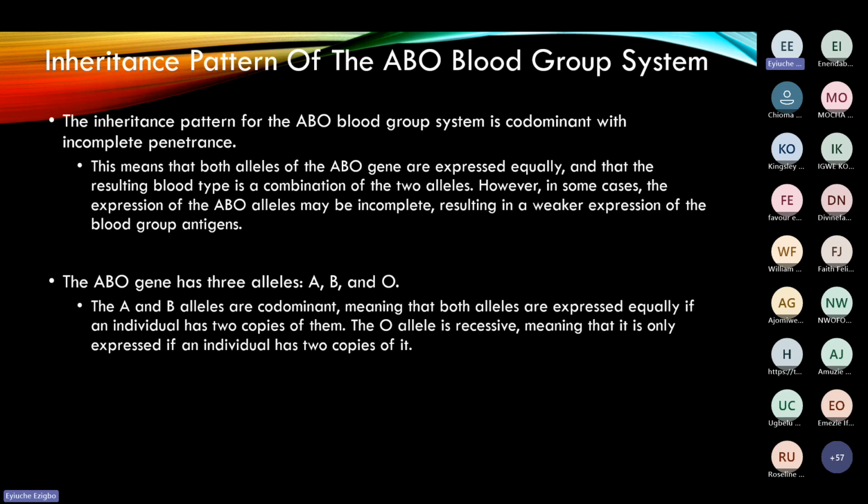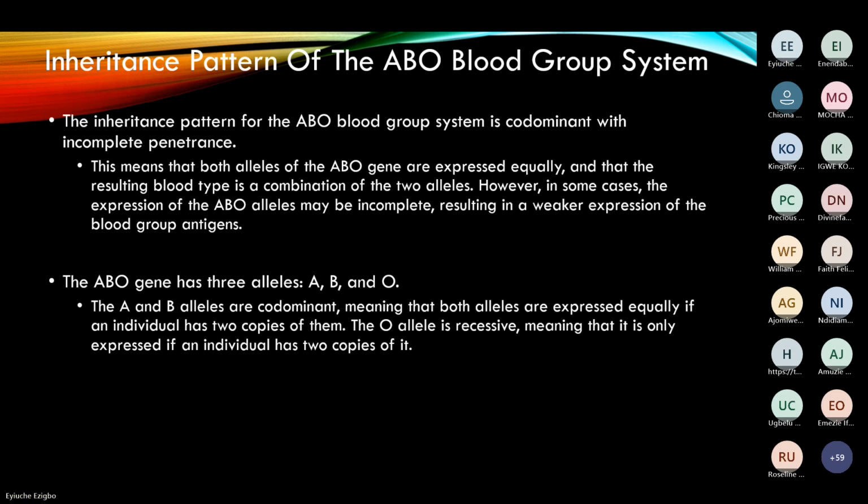So, how do we inherit? How is the ABO blood group system inherited? What is the pattern for inheritance of the ABO blood group system? We say that it is codominant with incomplete penetrance. What does that mean? That both the alleles of the ABO gene are expressed equally, and that the resulting blood type is a combination of the two alleles.